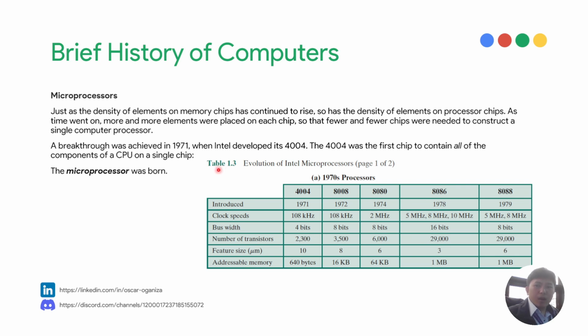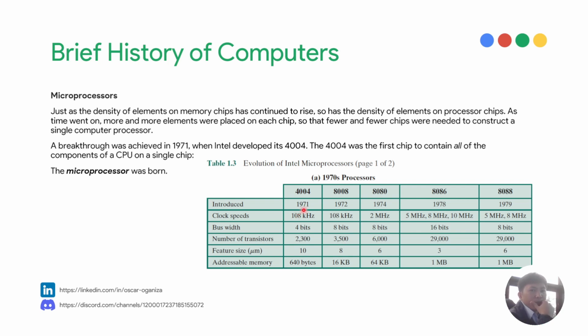So ito, Table 1.3, ito yung 4004 na microprocessor. Magkakasama na dito iba't ibang component ng CPU. Meron na siyang memory, meron na rin siyang transistors, meron na rin siyang mga bus. Yung bus, again, ito yung data pathway, data channel ng mga instructions. Meron na rin siyang clock speed. And the year it has been introduced.